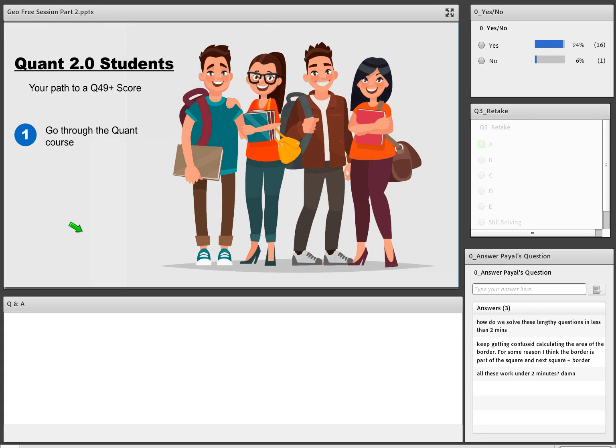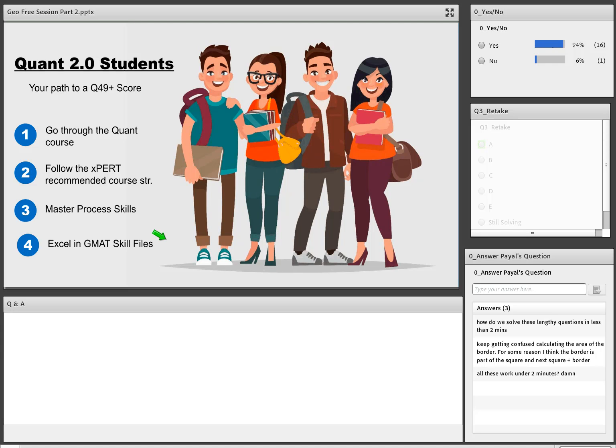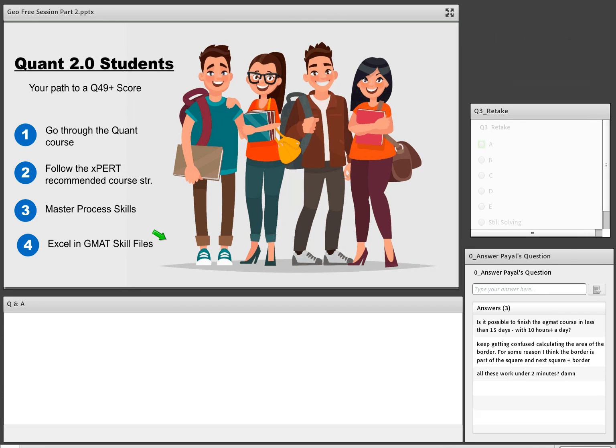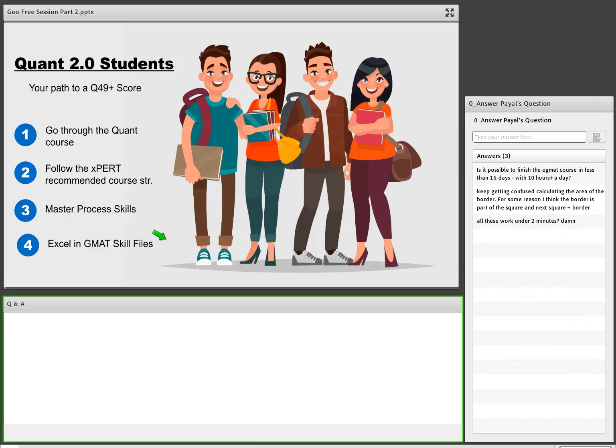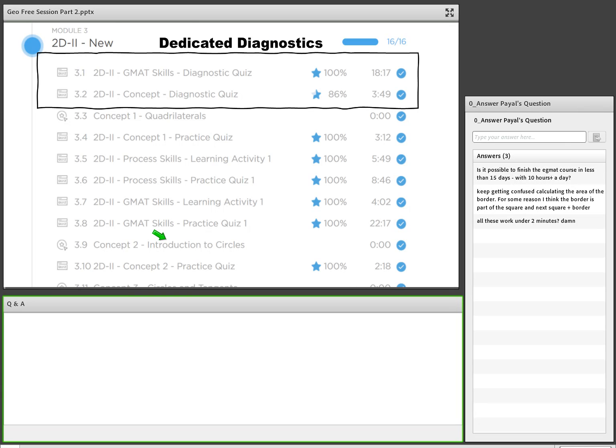If you're an e-GMAT student, the thing that I want you to do is make sure that you go through the Quant course. That's really important, and do this one step at a time. So follow the expert recommended course structure, master the process skills, and pay particular attention to your scores in GMAT skill files. That's really important, because that's what indicates mastery. Those scores are there for a reason, and those recommendations are there for a reason. So that's really important that you go through this one step at a time.